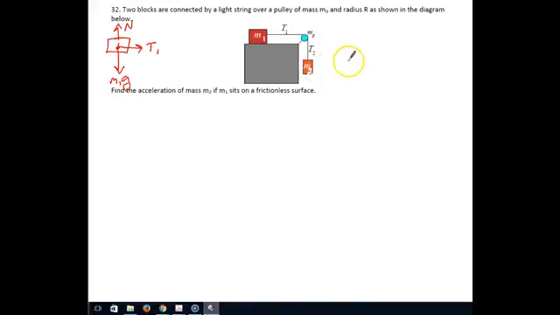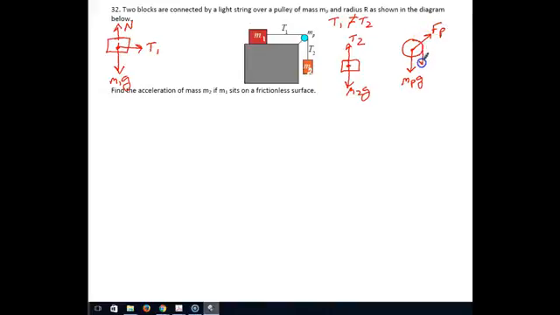For box 2, we have going straight down is M2G, and going straight up is T2. T1 is not equal to T2, and the reason is because we have a pulley now that does have mass. So we're going to draw a free body diagram for it also. Straight down for the pulley is the mass of the pulley times gravity. Coming up, from this little bar here, is the force of the pulley.